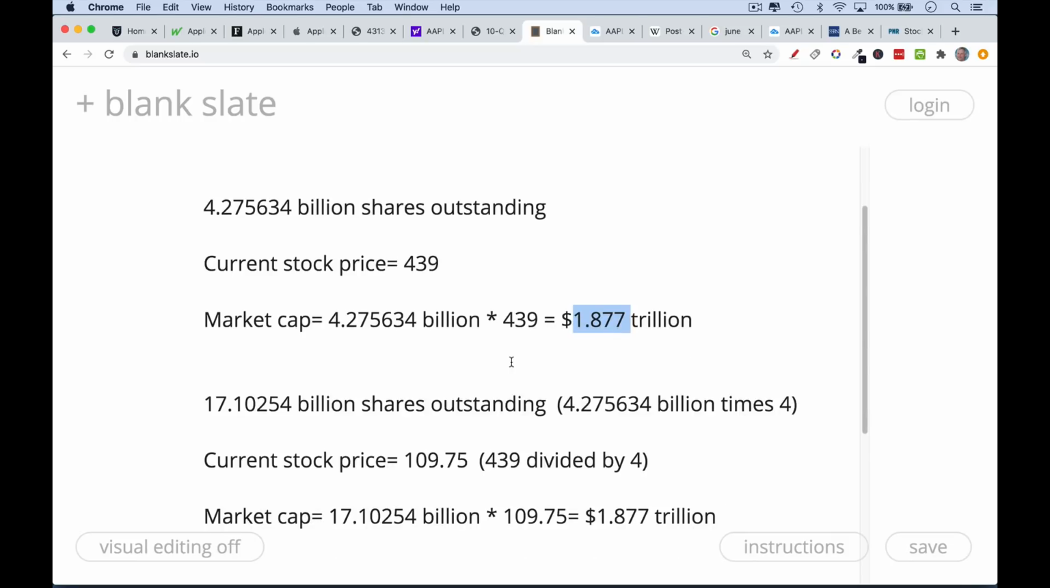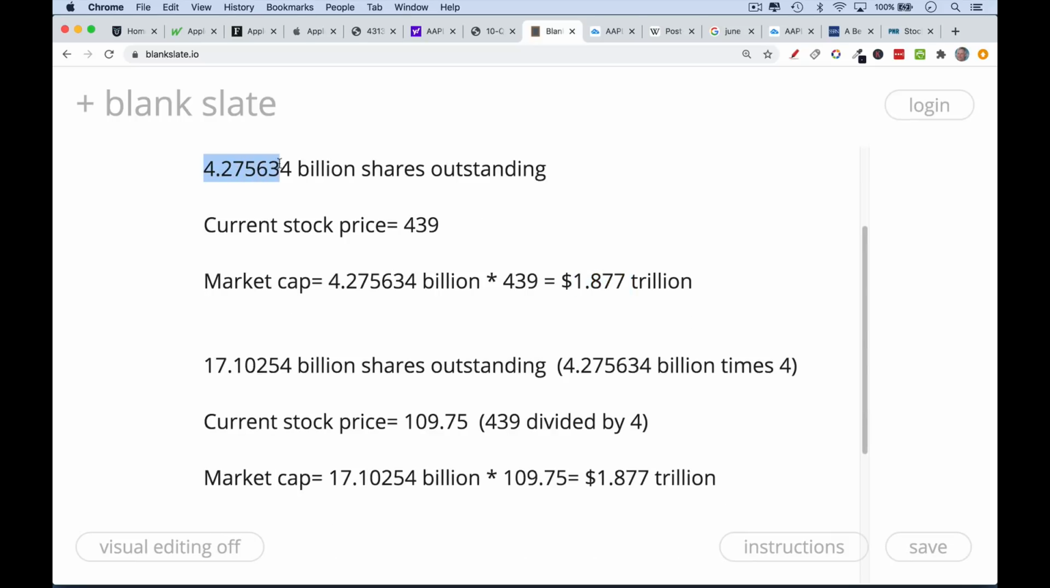So what's going to happen after the stock split? Well, instead of there being 4.27 billion shares, they're going to divide each of those shares. And so there's going to be 4 times as many shares. There's going to be 17.10 something billion shares. Basically just the number of shares before times 4.